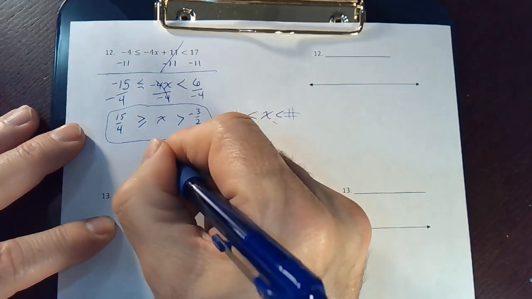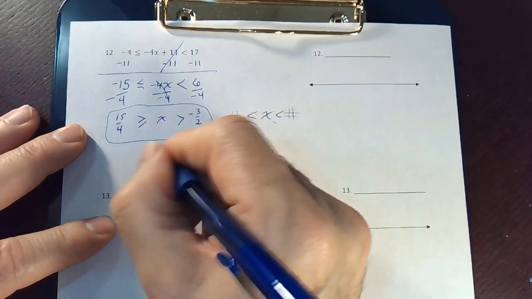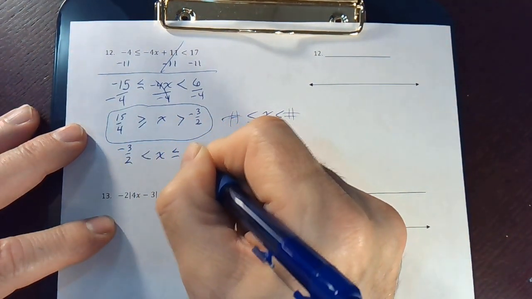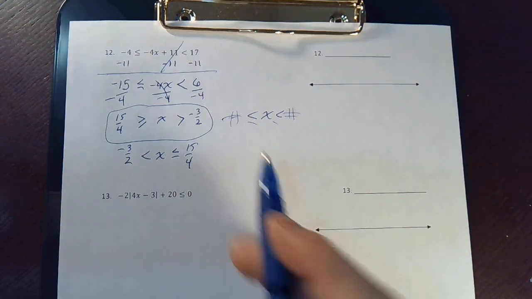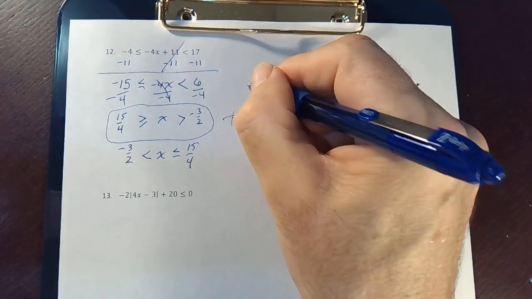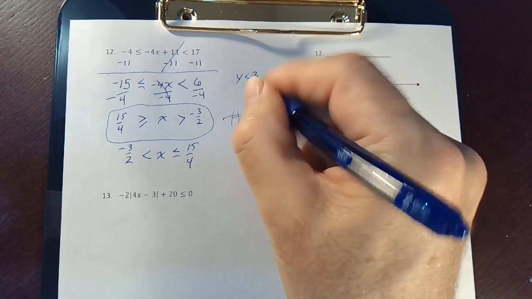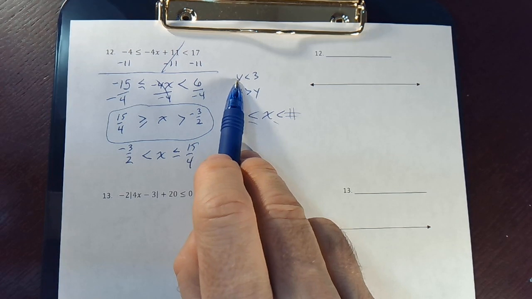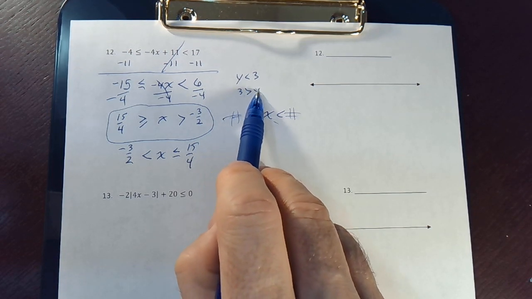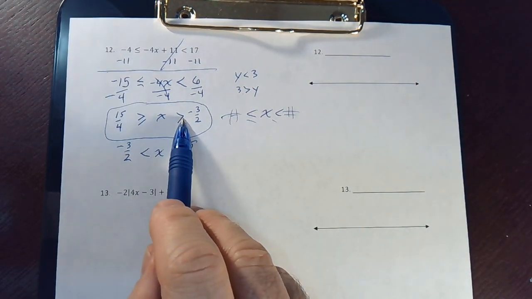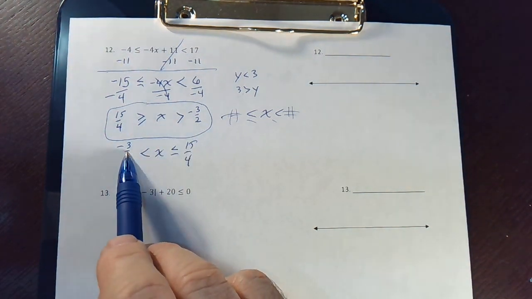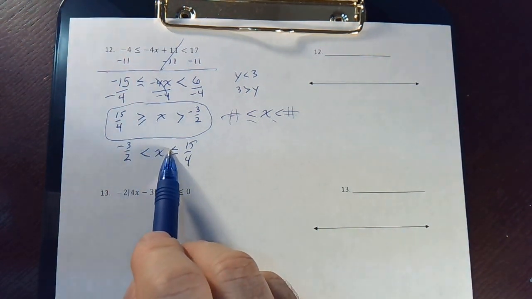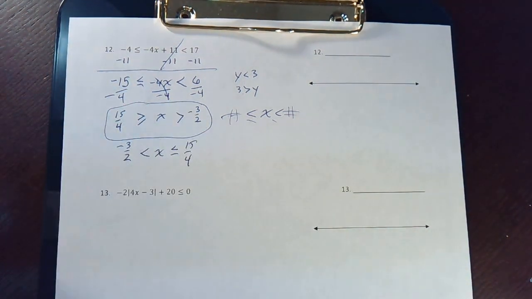All right, so x stays in the middle, negative 3 over 2, less or equal to 15 over 4. These are absolutely equivalent. Basically, it's like saying, just as an example, y less than 3 is the same as 3 greater than y. That's all we did. Notice that the pointy side is towards a y. Here, again, the pointy side is towards a y. Here, the pointy side is towards a negative 3 over 2, just like it is here. And the pointy side is towards the x in this one, when we have the 15 over 4. Just flipped it all the way around.